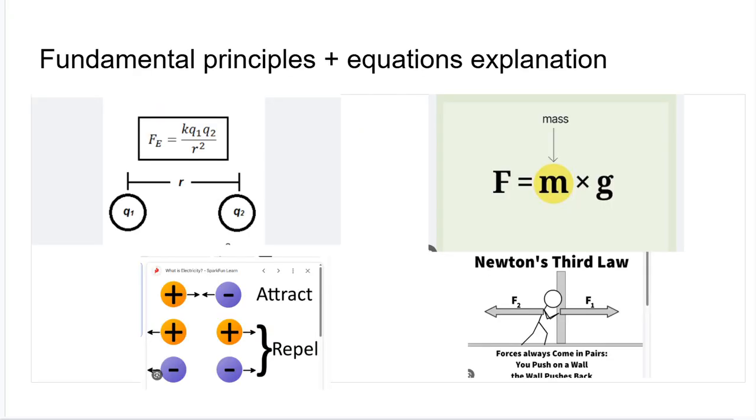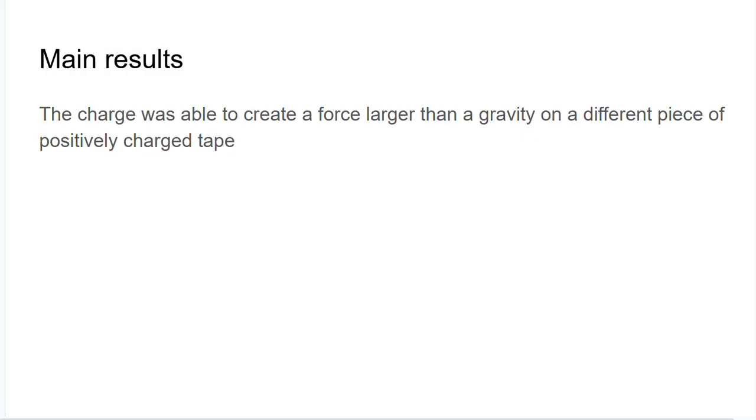The fundamental principles and equations that we use: Coulomb's law, saying that F equals Q1 times Q2 over R squared. We also use the force of gravity equals mg, and we use the fact that oppositely charged objects will attract each other, and similarly charged objects will repel from each other. We also used Newton's third law in this experiment, saying that every action has an equal and opposite reaction, and all these principles are used in the experiment that I will explain.